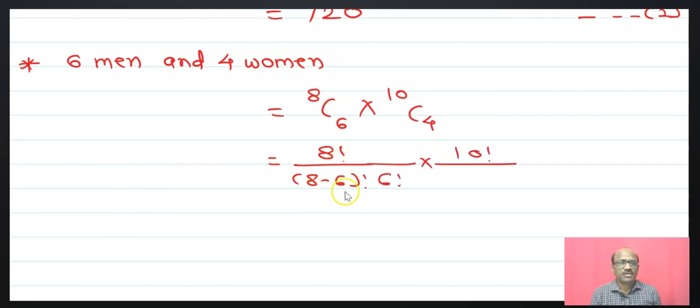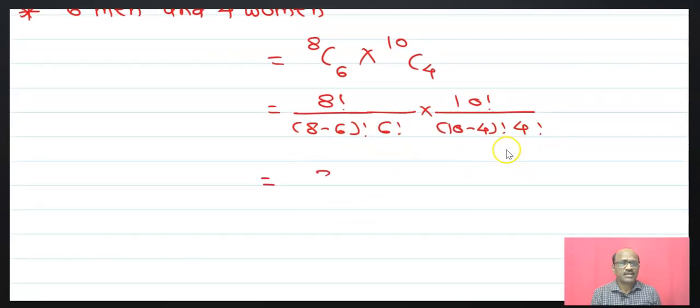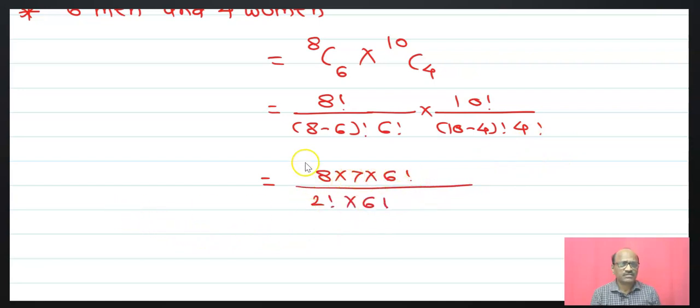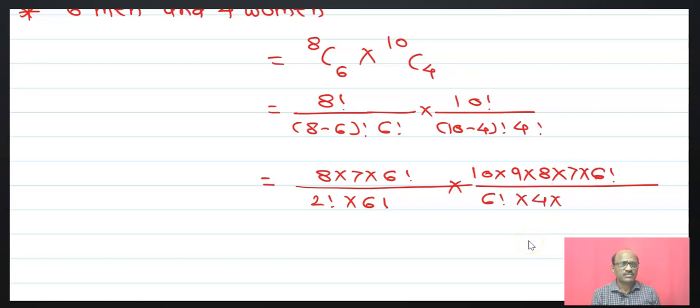8 factorial upon 8 minus 6 factorial into 6 factorial, into 10 factorial upon 10 minus 4 factorial into 4 factorial. Therefore, you will get 8 into 7 into 6 factorial, that is 2 factorial into 6 factorial, into 10 into 9 into 8 into 7 into 6 factorial upon 6 factorial into 4 into 3 into 2 into 1. Get cancelled. The calculations you can perform on your own.